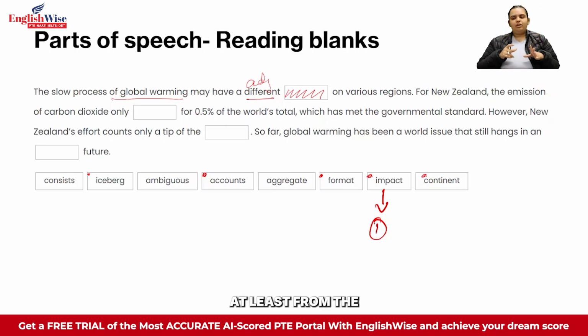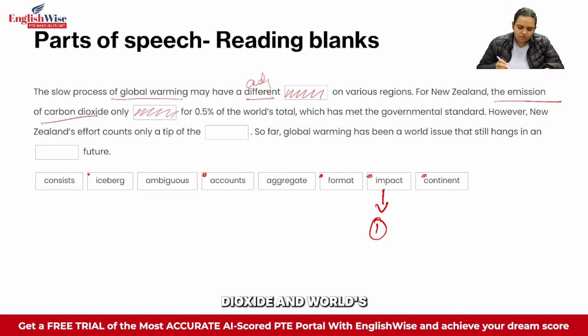So you see how, at least from the given set of options, I'm able to think quickly, because I know that I'm only supposed to look at these 4 options over here rather than the 8 options at the start. Okay, for New Zealand, the emission of carbon dioxide only dash for 0.5% of the world's total, which has met the governmental standard. Okay, let's read this sentence without the blank. For New Zealand, the emission of carbon dioxide only for 0.5% of the world's total. Again, this sentence does not make sense over here, but we do understand that the emission of carbon dioxide and world's total, these are the nouns given already.